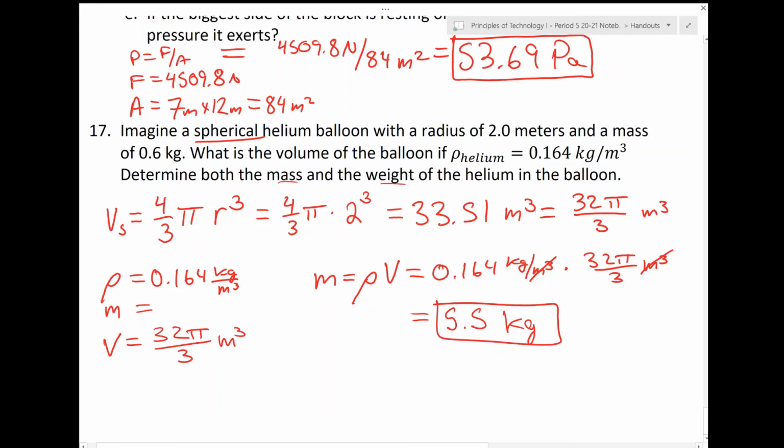To determine the weight, that's going to be our mass times 9.8. That's going to be 5.5 kilograms times 9.8, which is going to be 53.86 newtons.